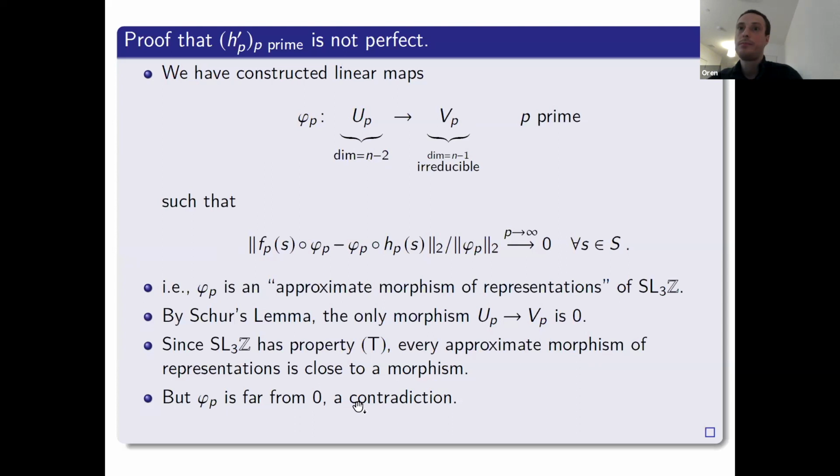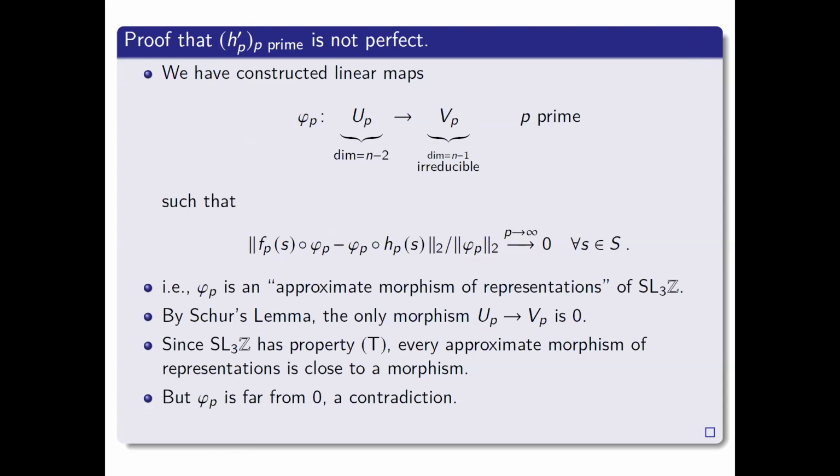Property T implies that every approximate morphism, every approximate intertwiner like this, when P is large enough, must be very close to a true morphism of representations. But if you check, phi P is far from zero, which is the only morphism of representations between them, and this is the contradiction.